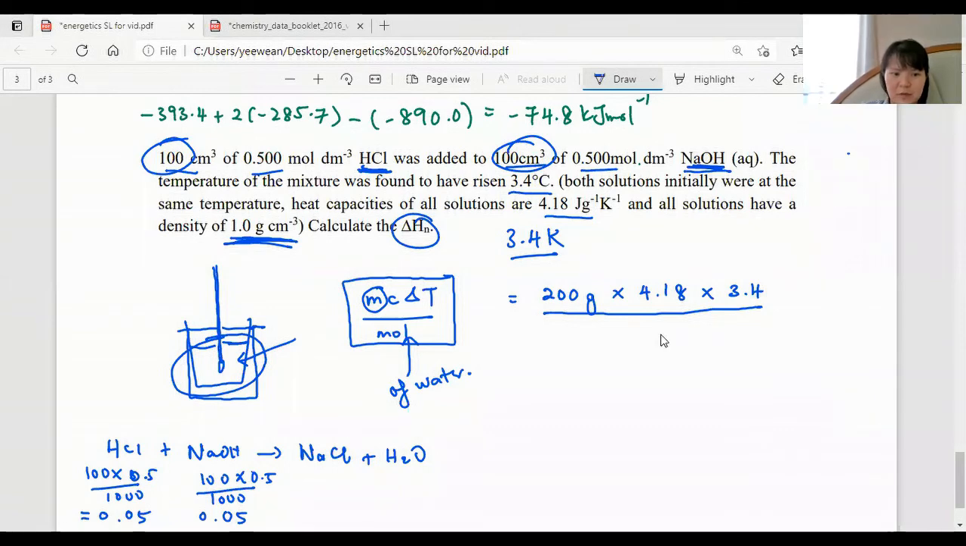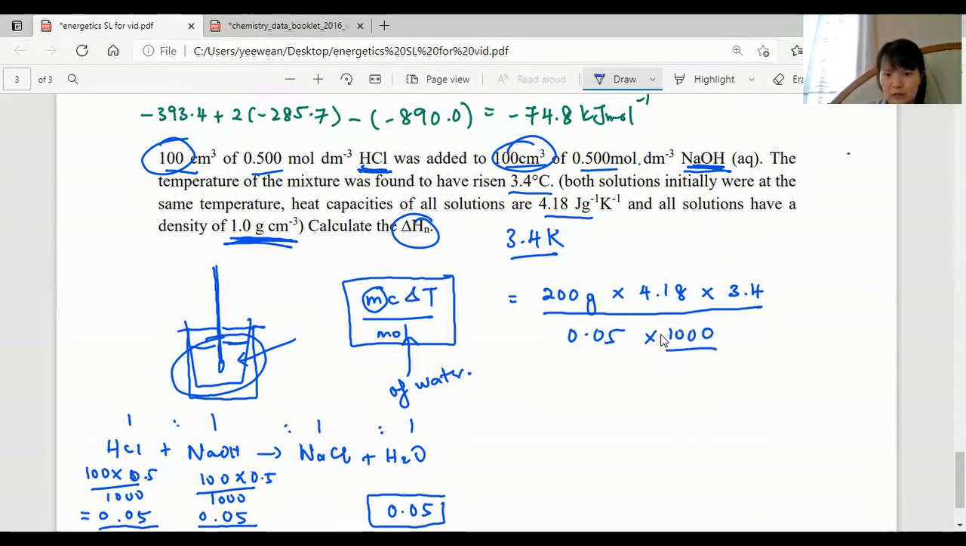So this is a very simplified question. It's 1:1:1 and 1:1. So usually you do need to find out what is the limiting reagent. That will be the one that affects the product of the water. So now we know the mole of the water is 0.05. Now this is going to give my answer in joule per mole. So I need it to be in kilojoule per mole. So I'm going to put 1000 here to change it to kilo. So my answer is 56.8. And since we know that there's a temperature rise, so it's exothermic, so negative 56.8 kilojoules per mole.